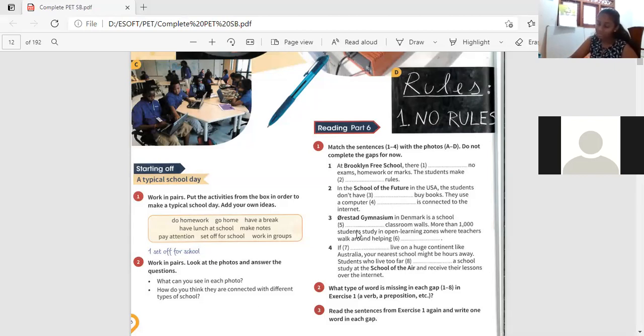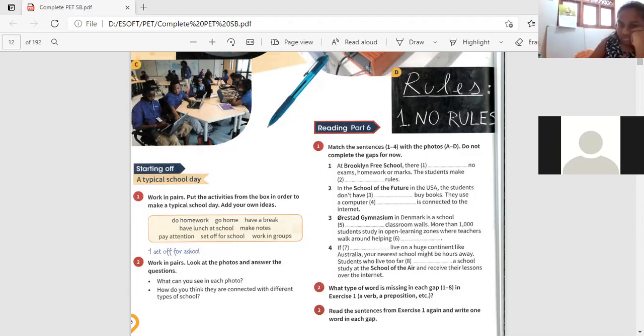Okay, let's see. At Brooklyn Free School, there blank, no exams, homework, or marks. The students make blank rules. Then, in the school of the future in the USA, the students don't have blank by books. They use a computer, blank, is connected to the internet. Third one. Orester Gymnasium in Denmark is a school blank classroom walls. More than 1,000 students study in open learning zones where teachers walk around helping blank. Fourth one, if blank live on a huge continent like Australia, your nearest school might be hours away. Students who live too far blank a school study at the school of the air and receive their lessons over the internet.